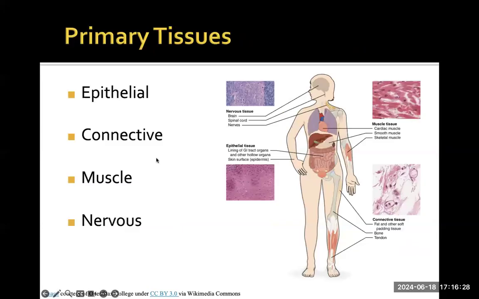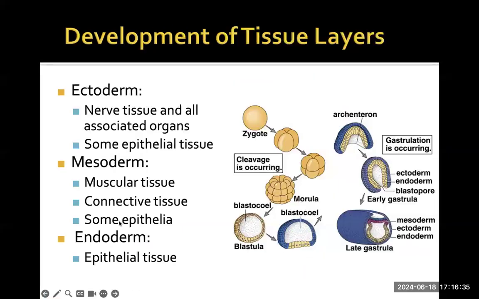So these are the different types. Maybe I should go there first. There's 4 different types of tissue. You have epithelia, connective, muscle, and nervous. So if those are the 4 different types, we can say that nervous tissue, some of it comes from the ectoderm, which is the outside layer of the developing fetus. You can also get some epithelial tissue from there as well.